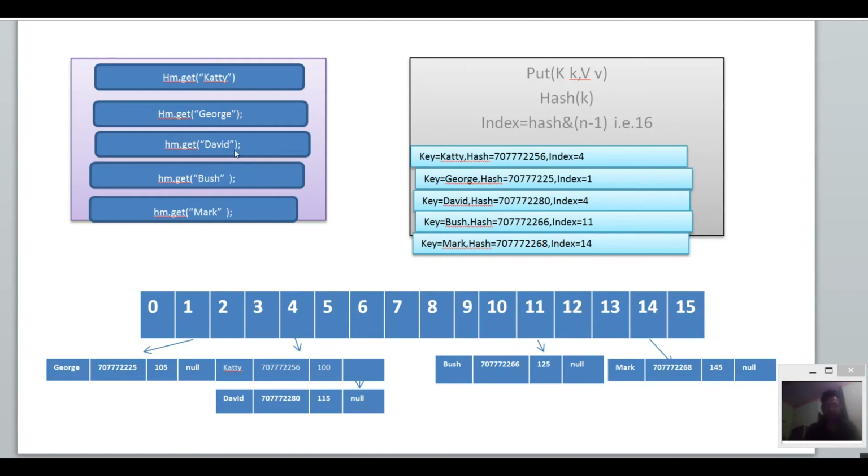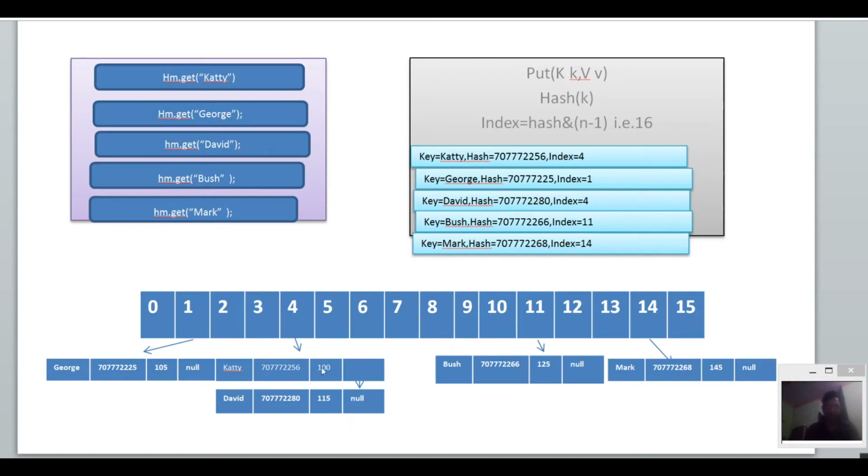David as a key. Here the hash function will be performed, and after the bitwise operation we will receive the hash as 7077772280 and index as 4. So at index number 4, the hash value will be compared. It will check whether the hash values are the same or not. It will find both are different.